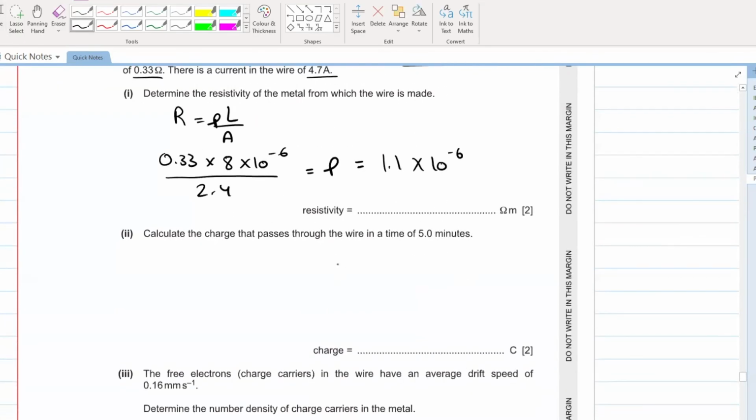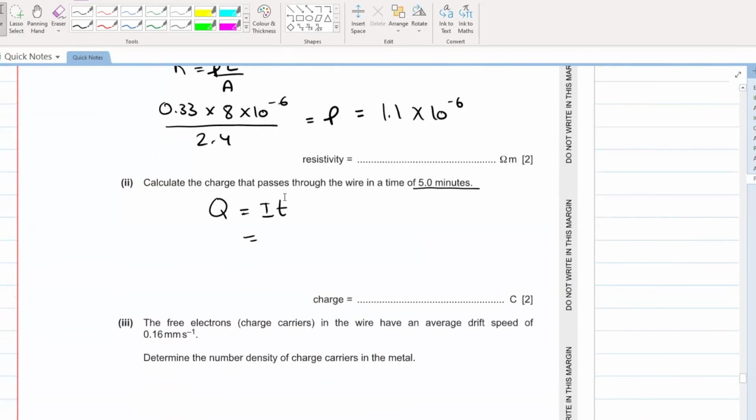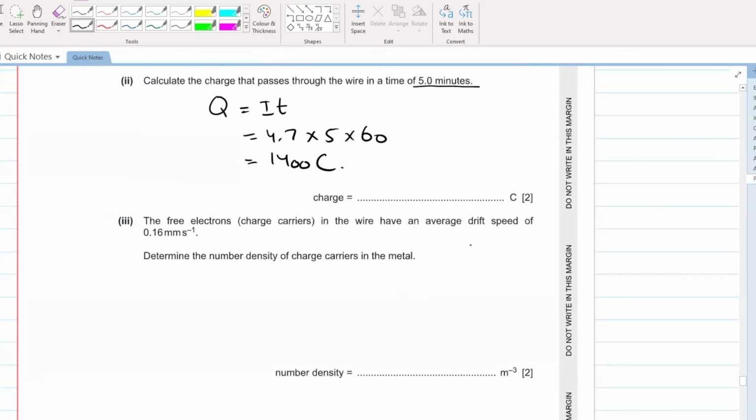Calculate the charge that passes through the wire in a time of 5 minutes. Basic question. Charge Q is equal to IT. What is the current? Current is 4.7. Perfect. What is the time? 5 minutes. So 5 into 60 to convert it into seconds. What will be the charge that passes through the wire? 1400 coulombs. Simple.